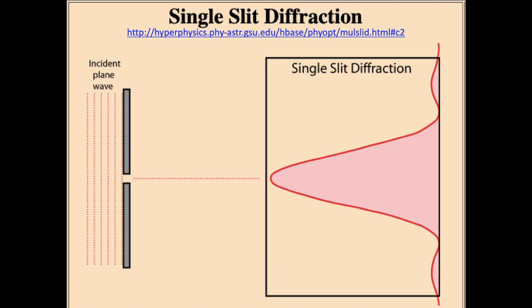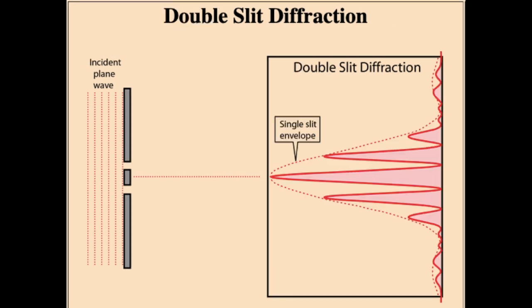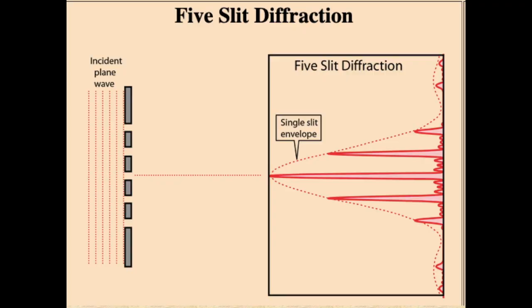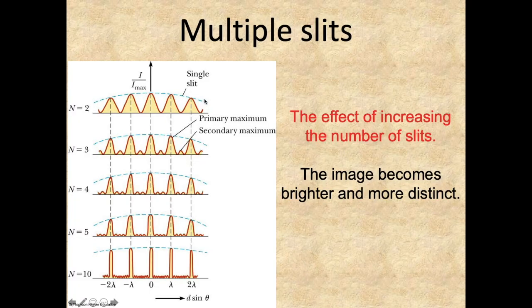Here's another view of what we just explained. That would be the single slit diffraction envelope, the diagram for two sources, 3 and 5. That blue line is the single slit envelope, the pattern with two slits, with 3, with 4, with 5, and with 10. The image becomes brighter and more distinct as we increase the number of slits.